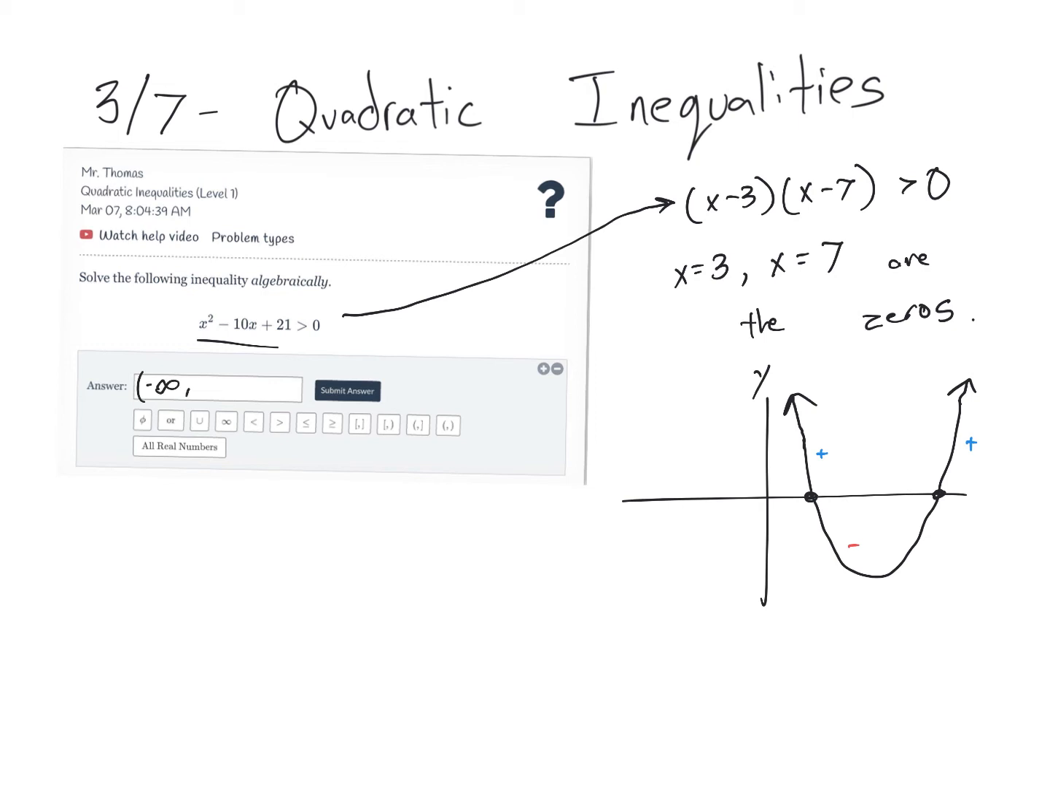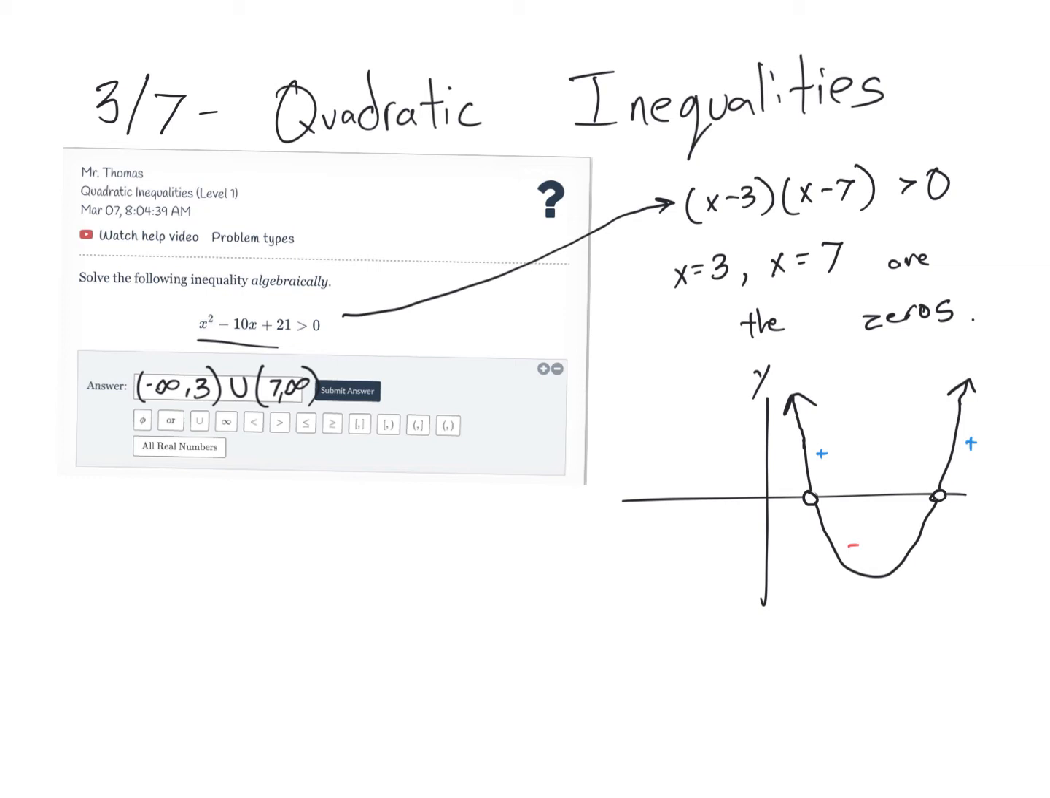Negative infinity to 3 or 7 to infinity. Yikes, one second. And honestly, these should be open dots. There's so many moving parts to this, honestly. So we're going to do our best. There's going to be a lot of errors. You're going to put in a lot of answers, but you're going to realize this little thing's messed up, that little thing's messed up. So we'll start with this.